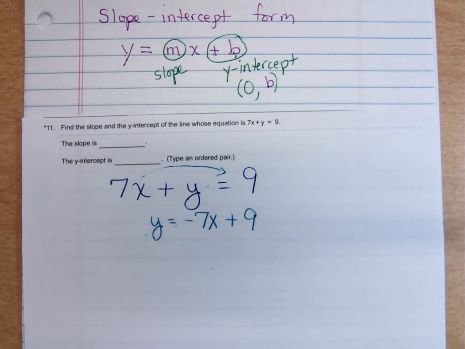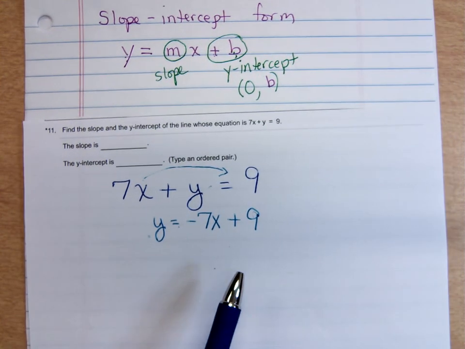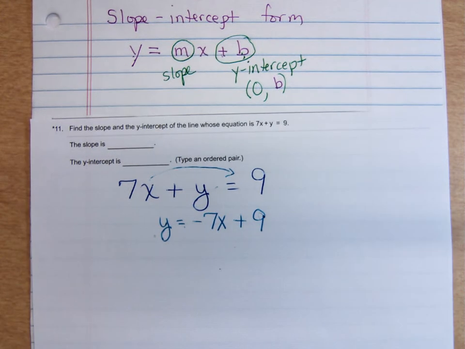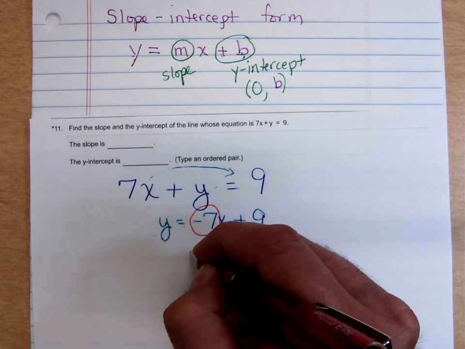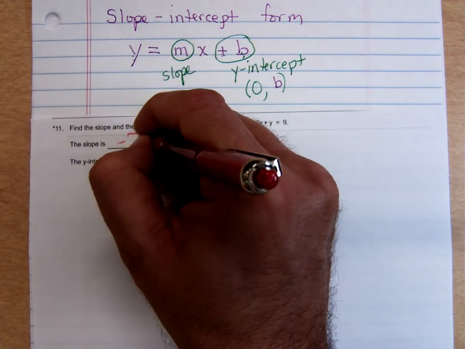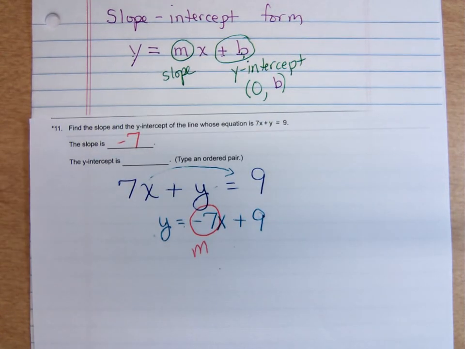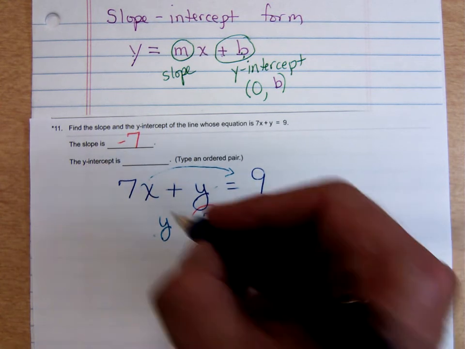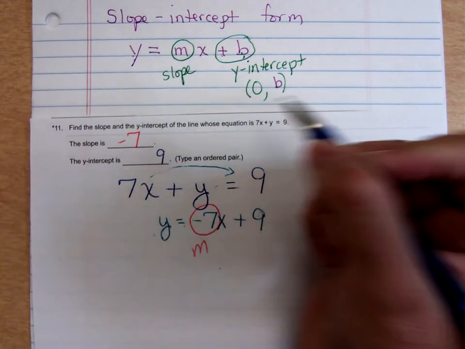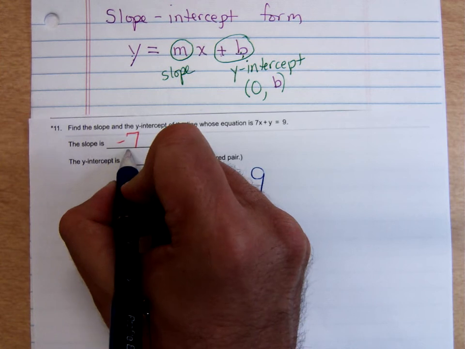Now that I've written it with the y by itself, is it not that bad anymore? What's the slope going to be? Negative 7. Did y'all hear that? The slope is negative 7. And the y-intercept is going to be, I don't just write 9, do I? I have to do that (0, 9).